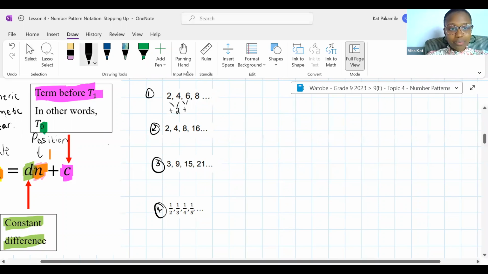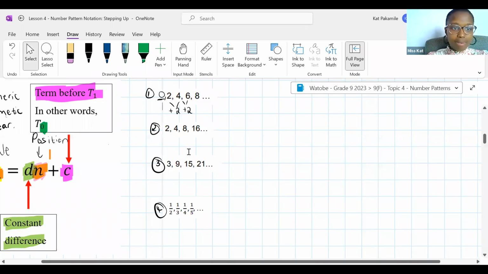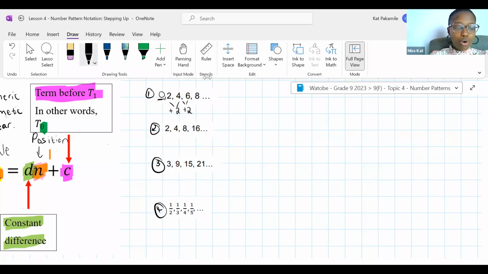Yes, ma'am. Don't run away. So if I had a term before the first one, what would it be? It would be 0. Brilliant. Thank you very much. You're welcome. That is what I wanted to establish, guys. In this sequence, we are adding 2, so to go backwards, you would subtract 2. We're not doing the rules just yet. I'm just trying to see that we can identify T0. So in this case, T0 would be 0.